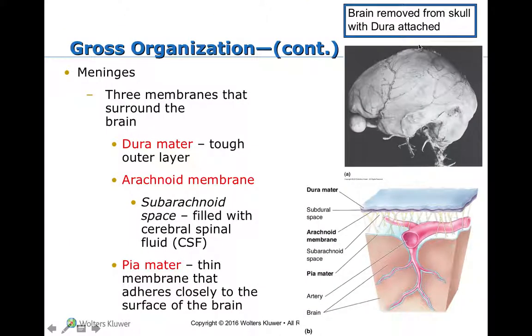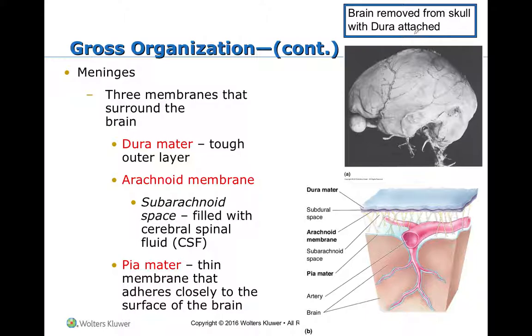The meninges are 3 membranes that surround the brain. You have the dura mater, which is the tough outer layer, the arachnoid membrane, which has the subarachnoid space that's filled with our cerebral spinal fluid, and you have the pia mater, which is a thin membrane that adheres very closely to the surface of the brain.